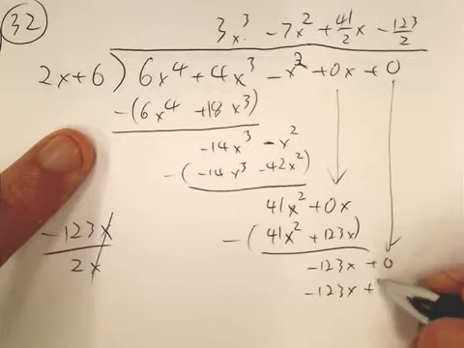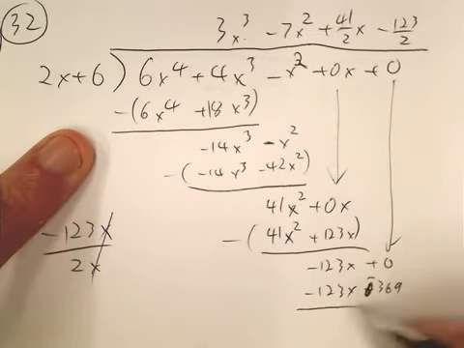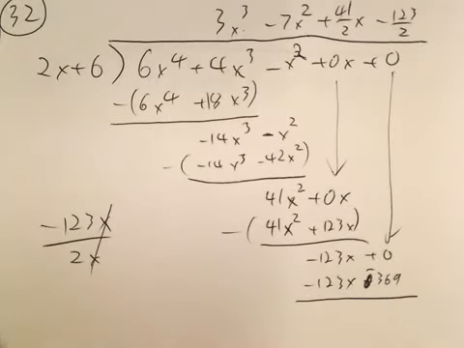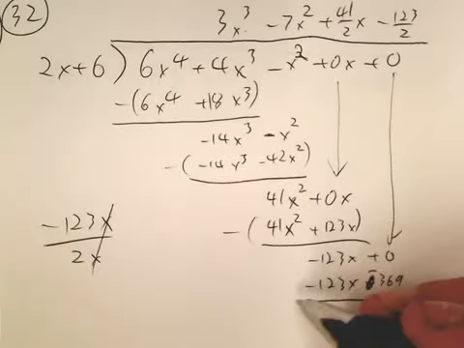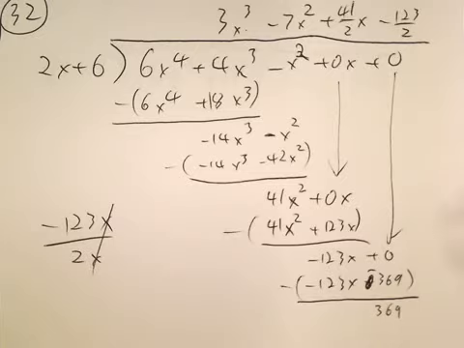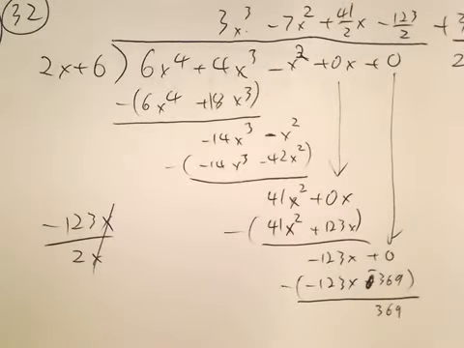369. Oops, and that'll be negative there. Okay, and so that'll just be 369. At least the subtraction here is easy because I'm starting with a 0, right? So plus 369 over 2x plus 6.